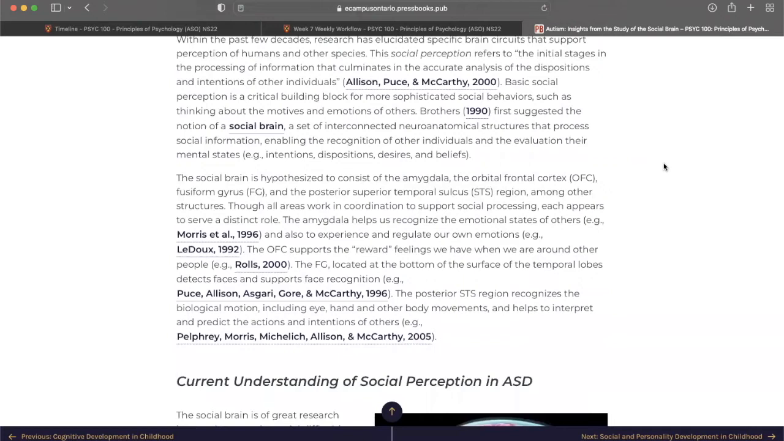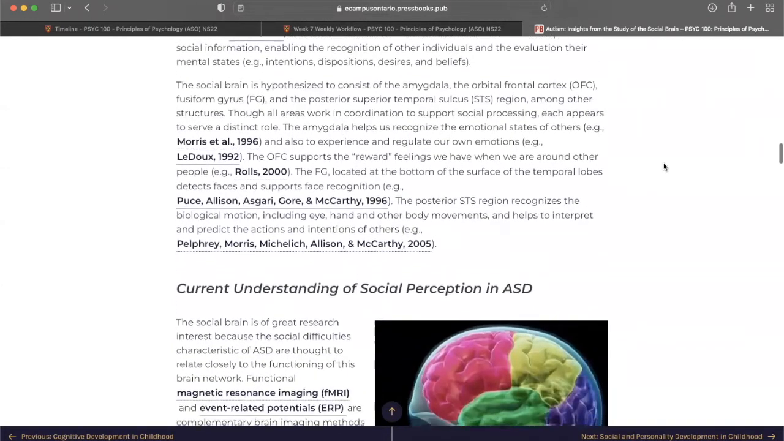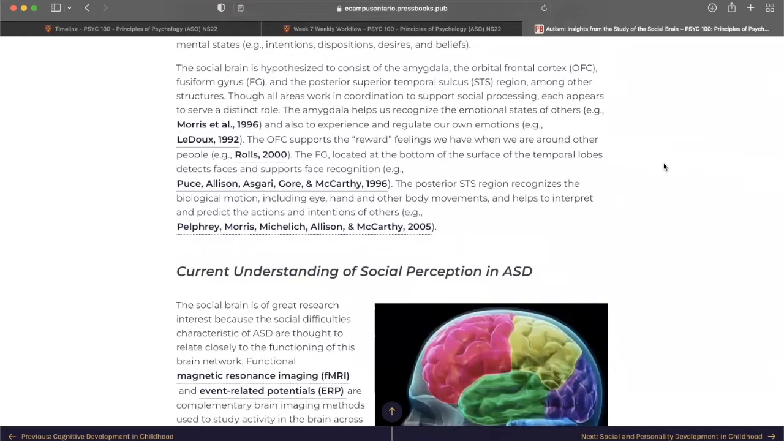Brothers first suggested in 1990 the notion of a social brain, a set of interconnected neuroanatomical structures that process social information, enabling the recognition of other individuals and the evaluation of their mental states. The social brain is hypothesized to consist of the amygdala, the orbital frontal cortex, the fusiform gyrus, and the posterior superior temporal sulcus region, among other structures.